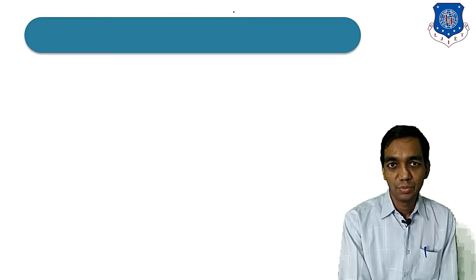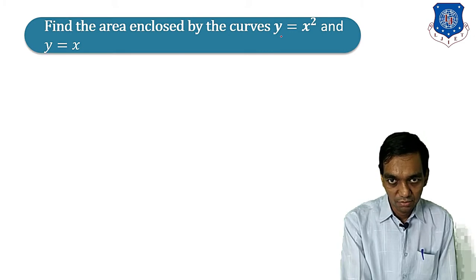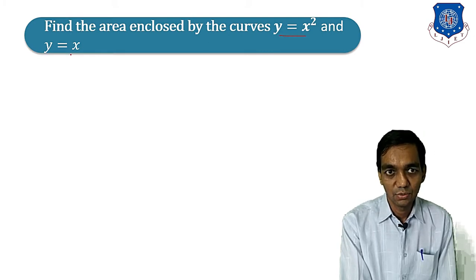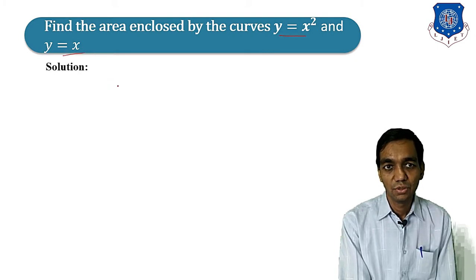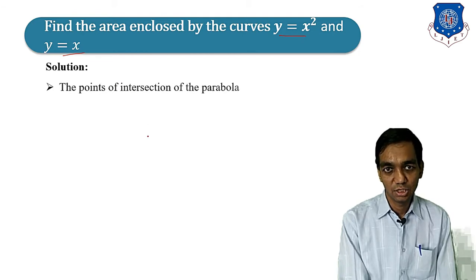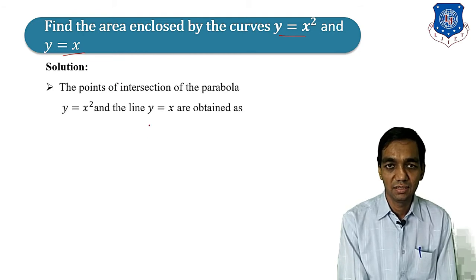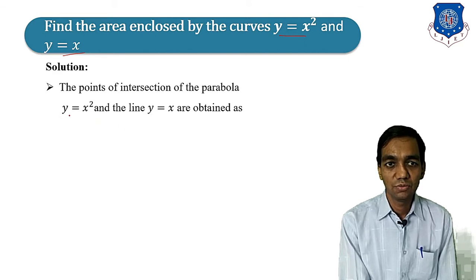now we are going with the example. Find the area bounded by the curves y = x² and y = x. Okay, so first of all you have to find the intersection points of this parabola and the straight line. So you have two curves, y = x² and y = x.